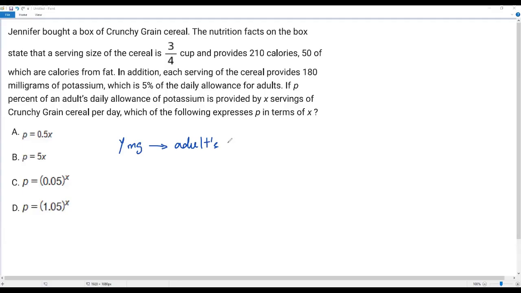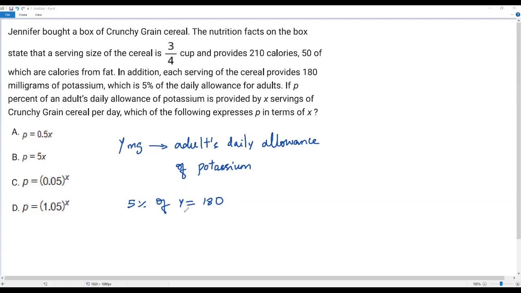Let me write it over here. Now we can consider this particular piece of information, that 180 milligrams of potassium is 5% of the daily allowance for adults. That is, 5% of the adult's daily allowance of potassium equals 180 milligrams. That is, 5% of this Y milligrams equals 180 milligrams. So 5% of Y equals 180.